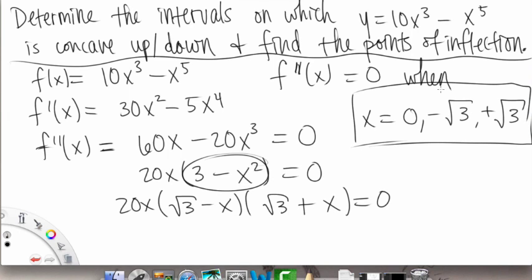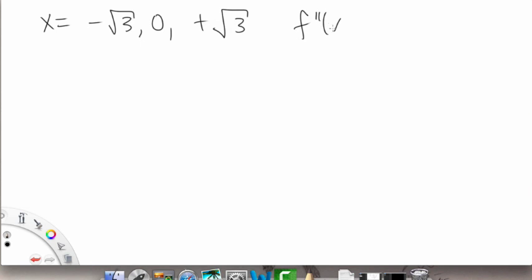Let's continue this on the next slide. What we're going to do with those critical points, x equals negative radical 3, 0, and positive radical 3, is use f double prime of x, which is equal to 20x. I'll write it out factored: 20x times 3 minus x squared. This is what our f double prime of x was.